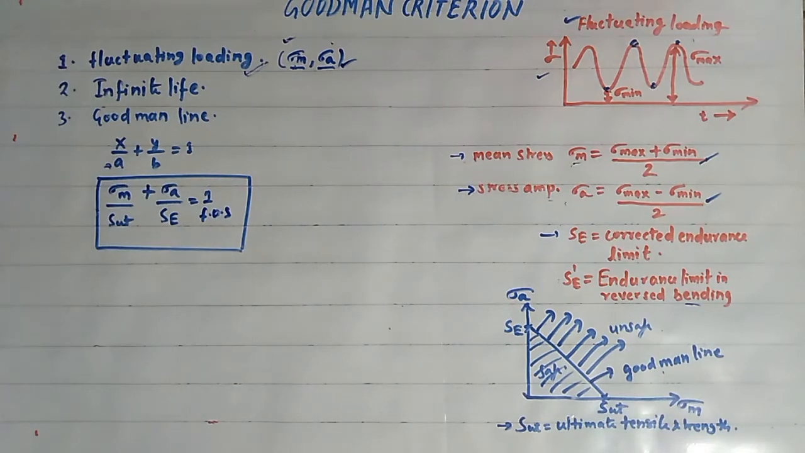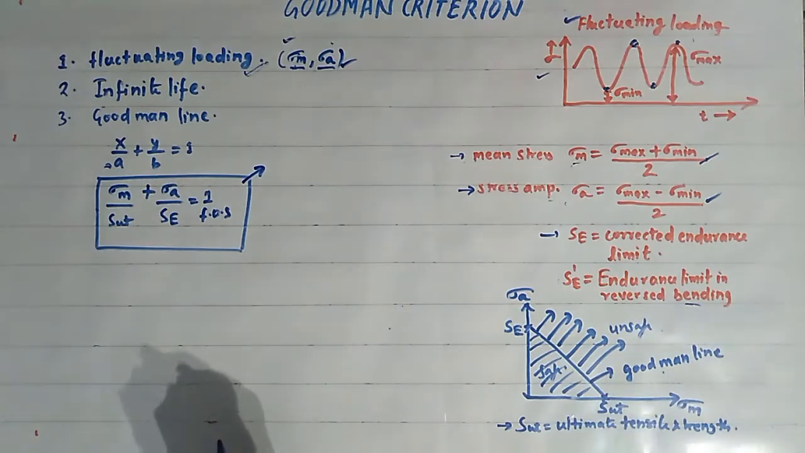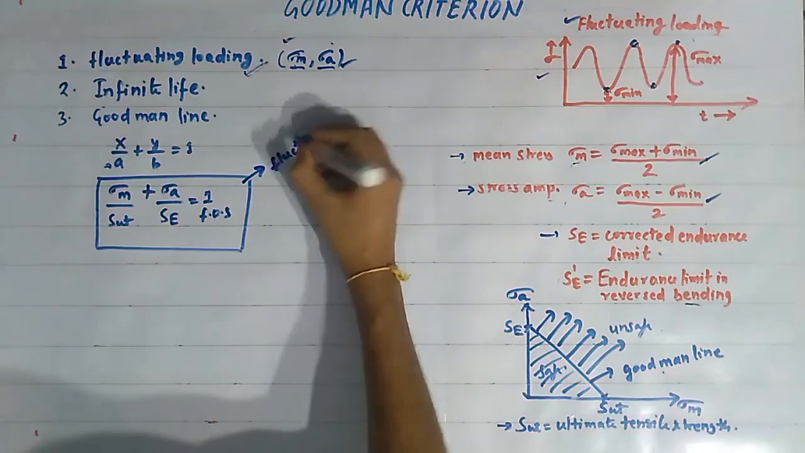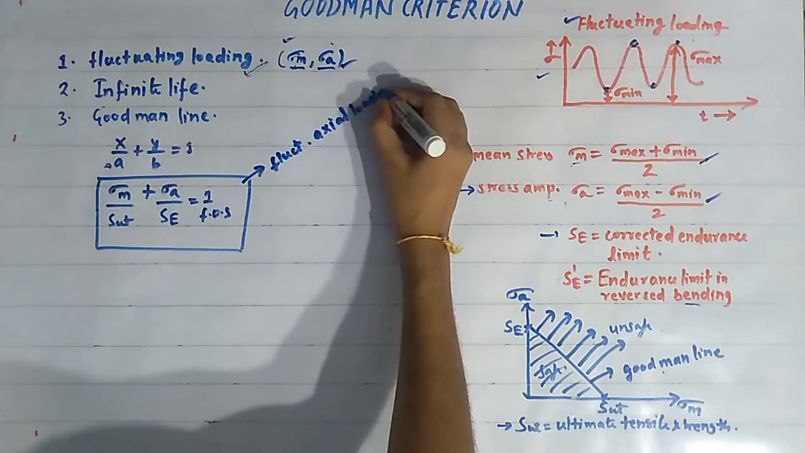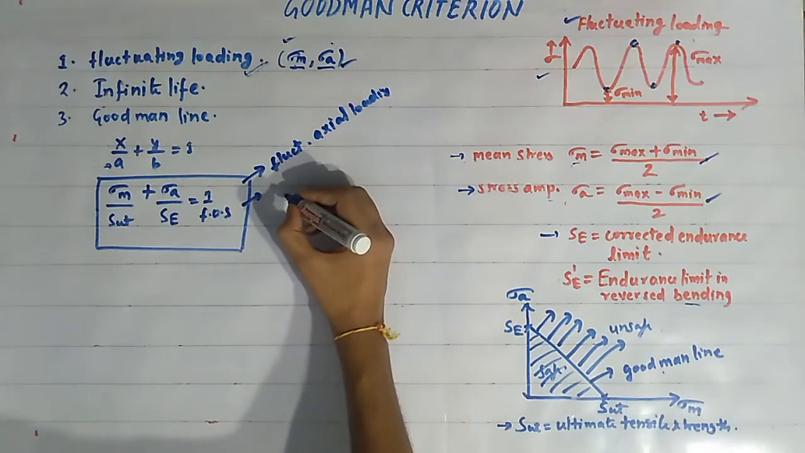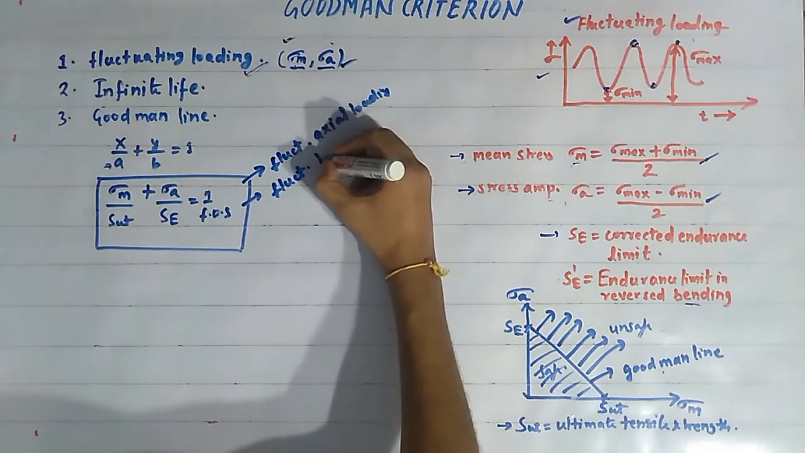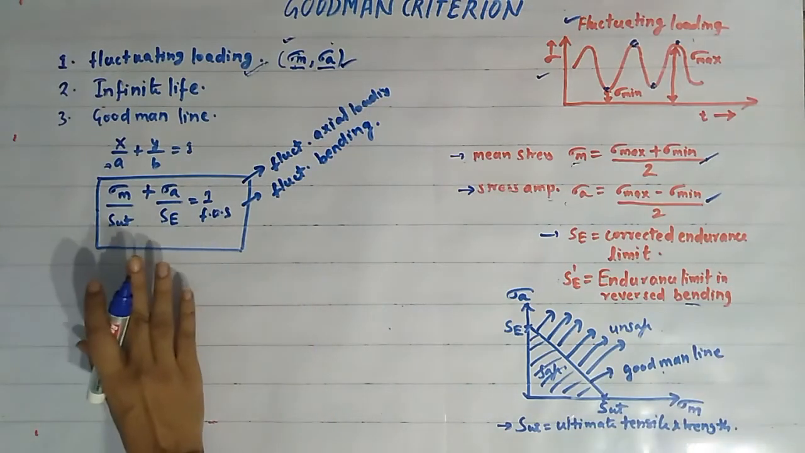Now we will study some important points regarding this Goodman line that will be useful in the GATE examination, that is, in solving problems for GATE. So the first thing that we have to keep in mind is that the equation we obtained earlier is valid for fluctuating axial loading, and the second case in which this equation is applicable is fluctuating bending loading. So these are the two cases in which this equation can be used.